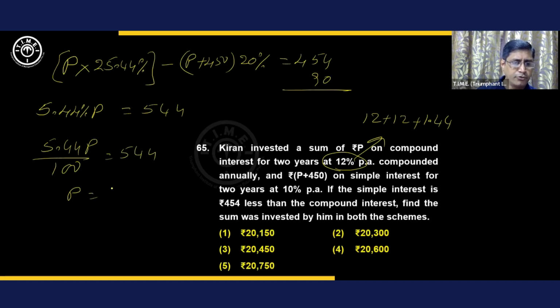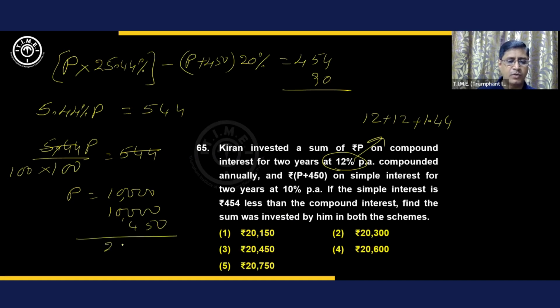How much is the value of P? P is equal to 10,000. P is equal to how much? 10,000. Just remove the decimal, add zeros on the other side. Now 544 gets cancelled. Now what to find? The total money invested, the total sum invested. So P is 10,000 and P plus 450, again P, that is 10,000 plus 450.